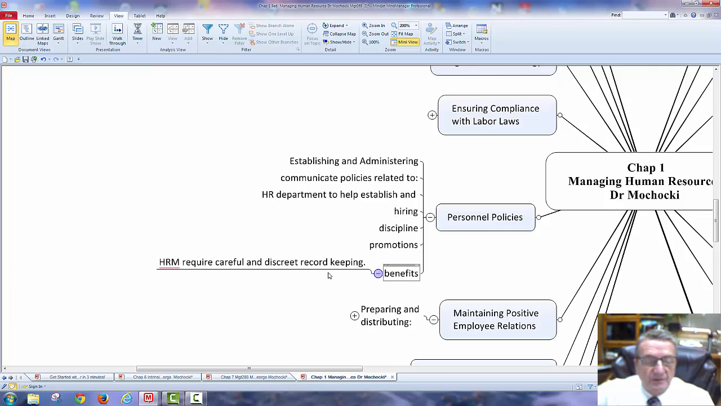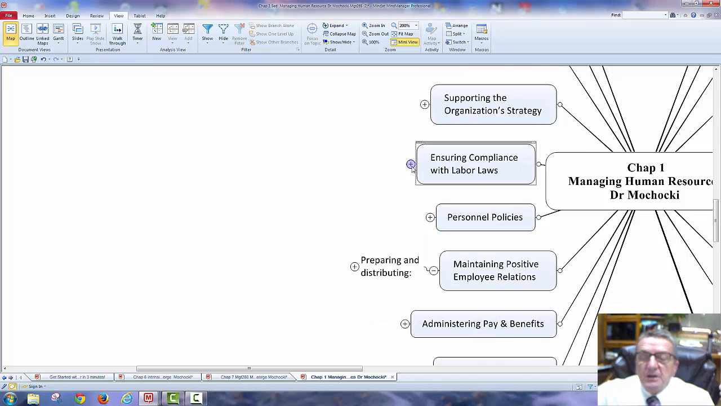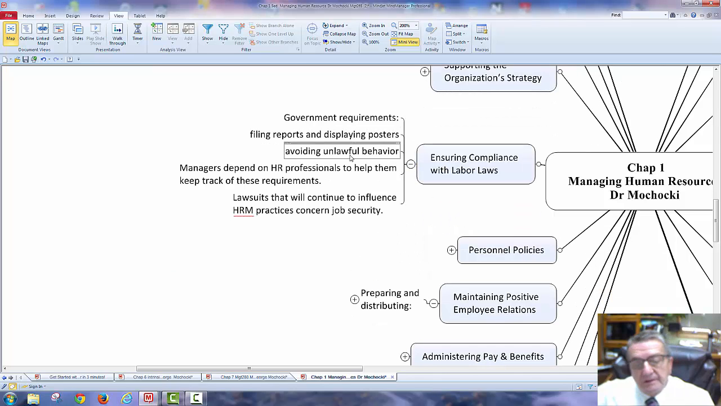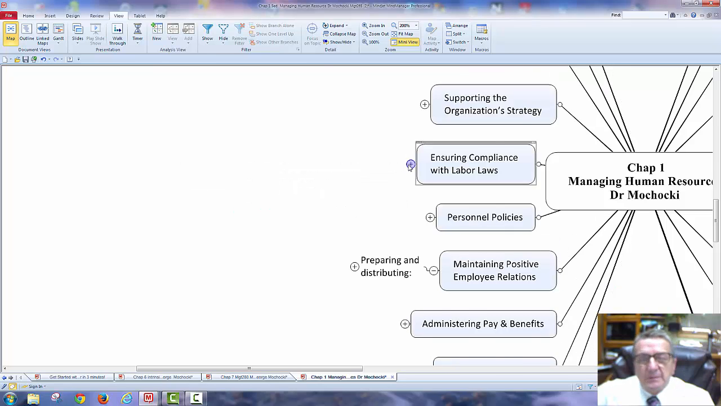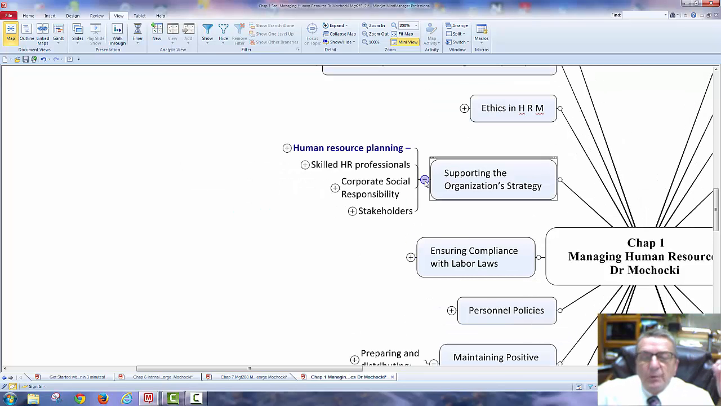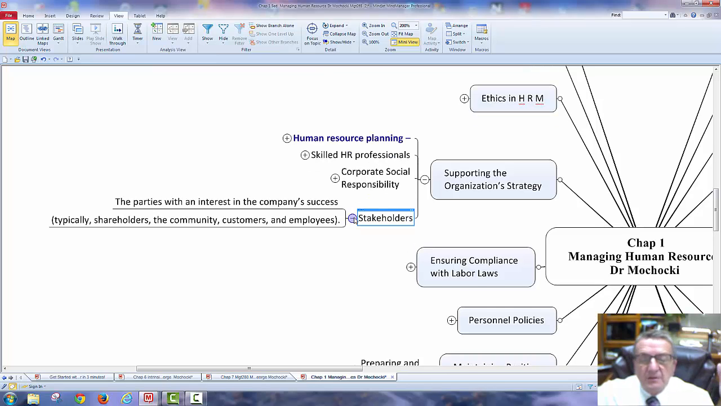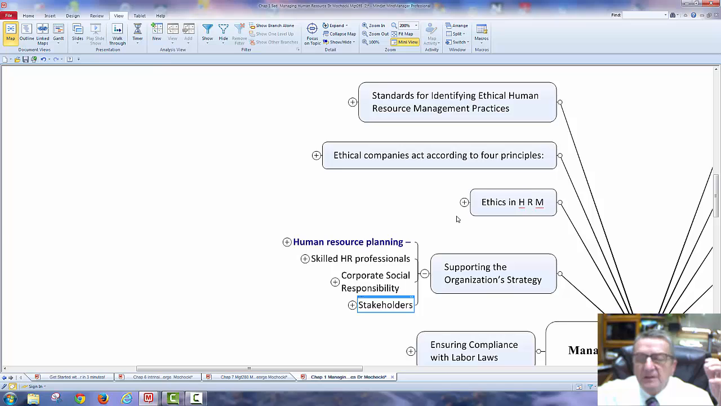What are benefits? Careful, respectful, discreet record keeping. Okay, so we have that. Encouraging compliance with the laws, avoiding misbehavior. When you look at that down the chapter, we're going to have a whole thing about the laws. Supporting organizational structures, planning, skilled professionals you have to do, corporate social responsibility, how much do I give back to the community that the organization wants to do as a good corporate citizen, and stakeholders, everyone who touches the organization. And they're basically my keys in watching.